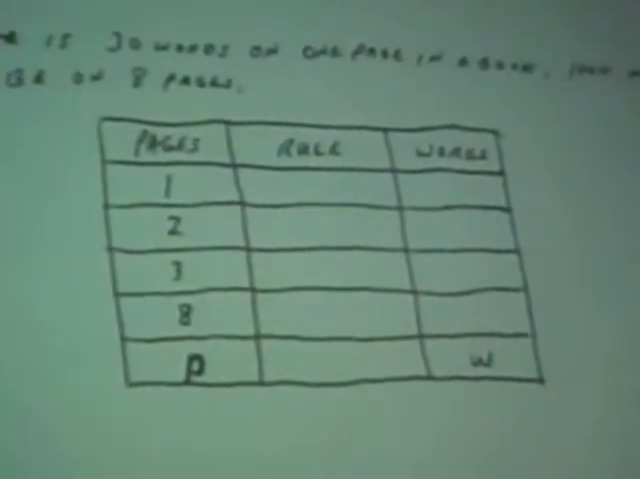This is something a little bit new. We are going to look at rate, unit rate, but with a ratio table, using a table to do this. It's really fairly easy. Read the story. If the unit rate is 30 words on 1 page in a book, how many words would be on 8 pages? And we're going to use the ratio table to find our answer.